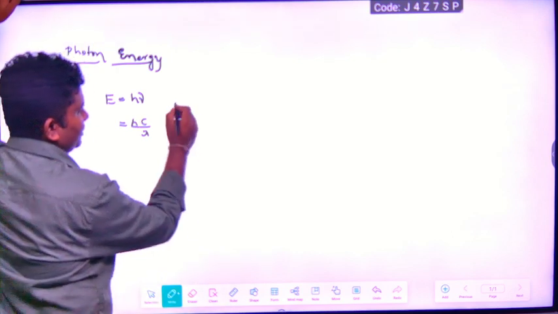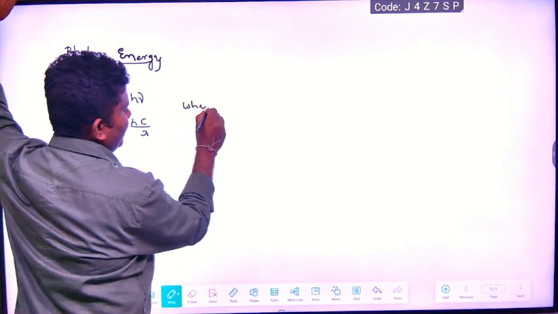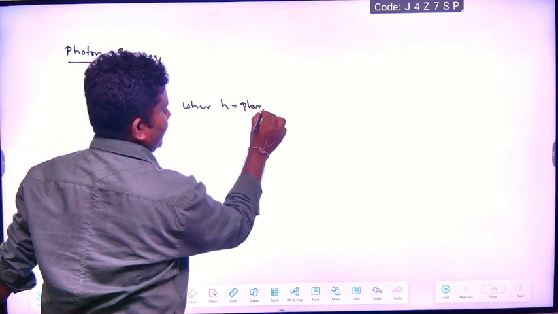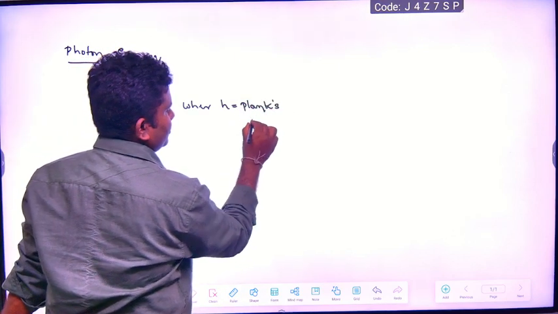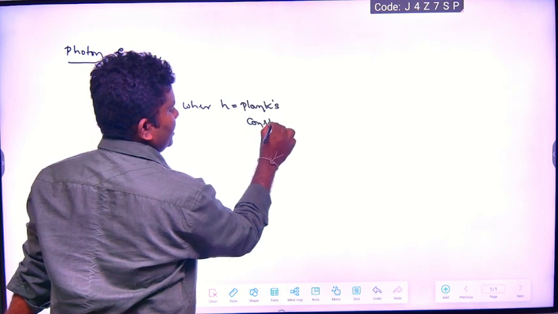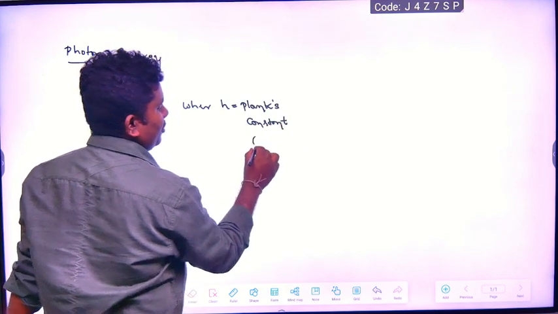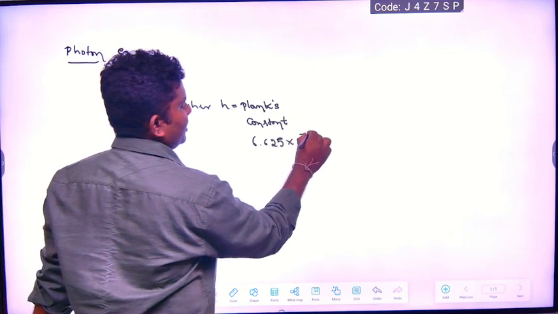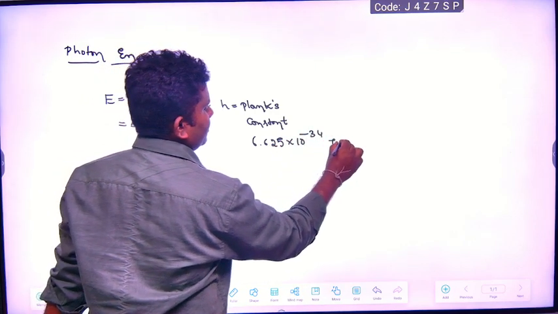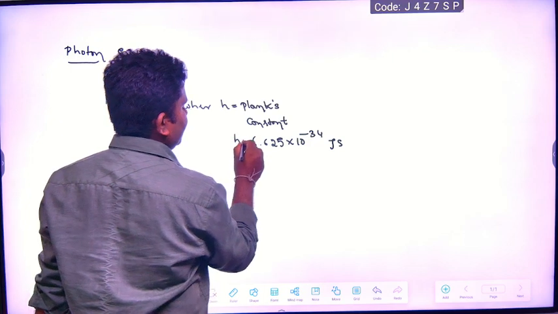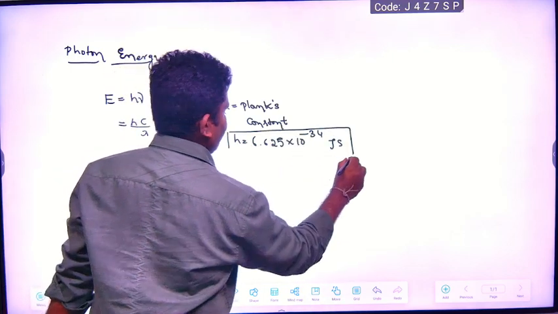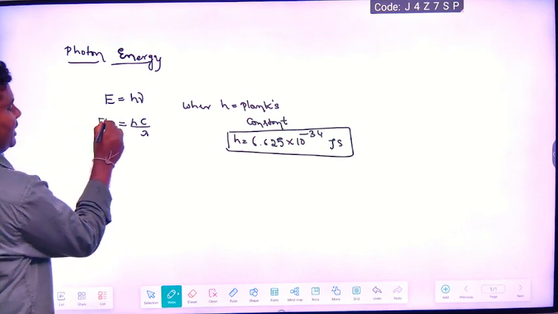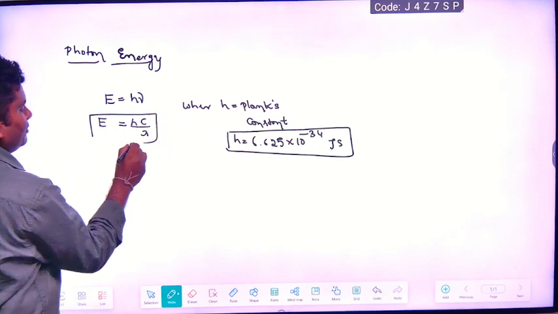Where h is Planck's constant, which is 6.625 times 10 to the power of minus 34 joule second. This is Planck's constant h. Energy E equals hc by lambda.